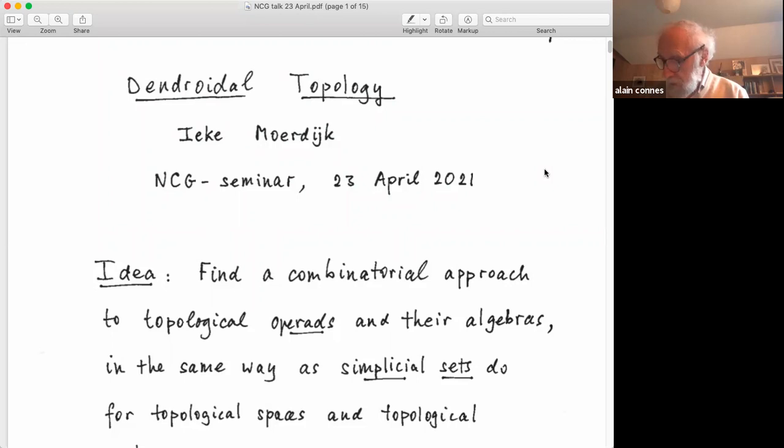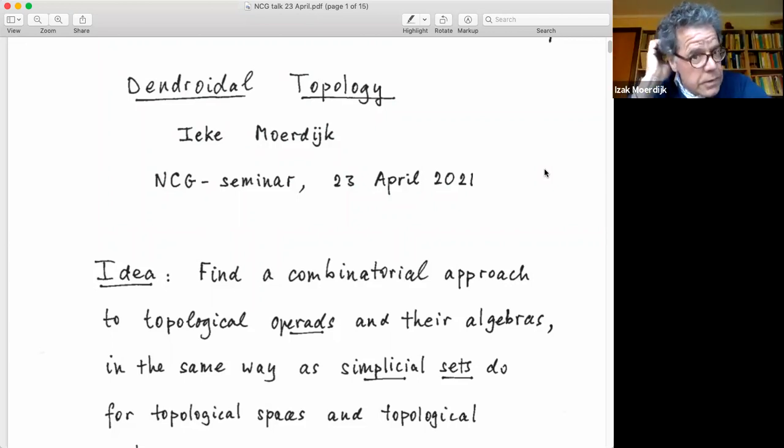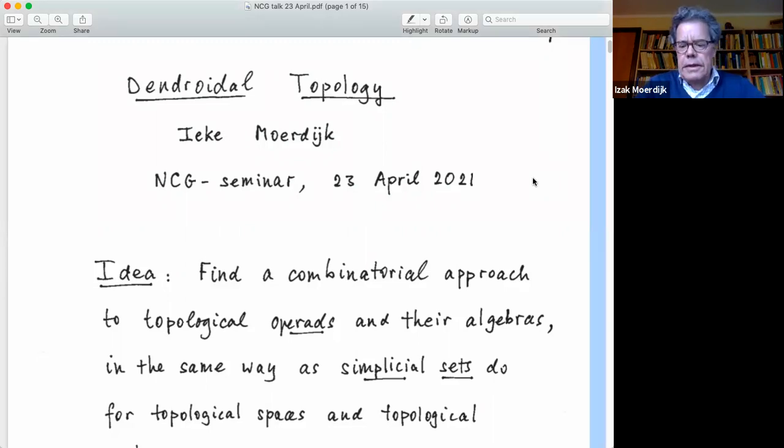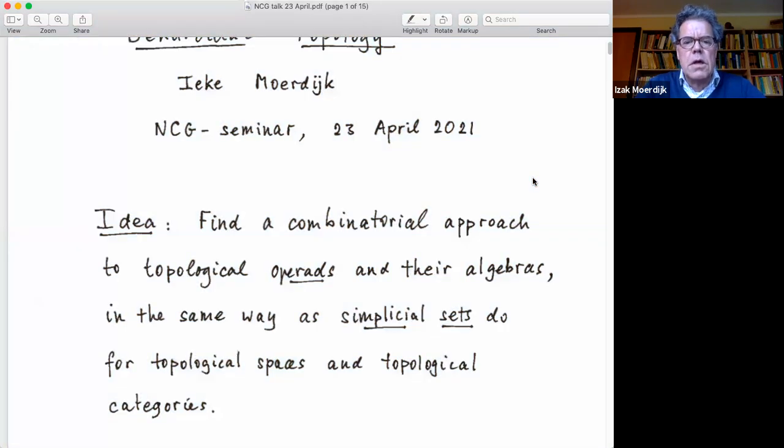Okay, so the idea, as I wrote it here, is to find a combinatorial approach to topological operads and their algebras. And what I'm going to emphasize is the analogy to the way that simplicial sets are used to model topological spaces and also topological categories. So that's a very classical tool.